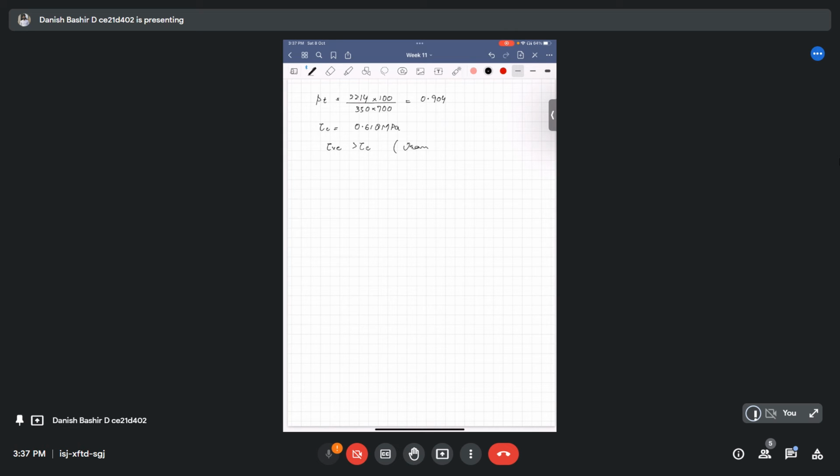Transverse reinforcement required. Okay, so let's assume first. We will assume 10 diameter two-legged stirrups.